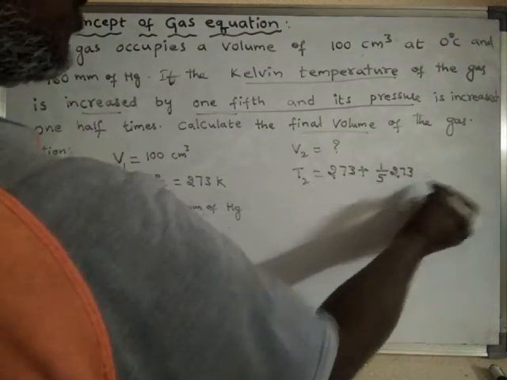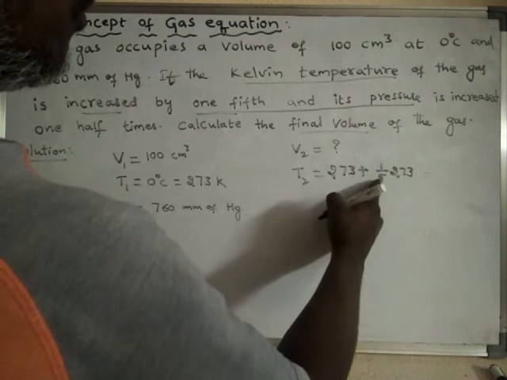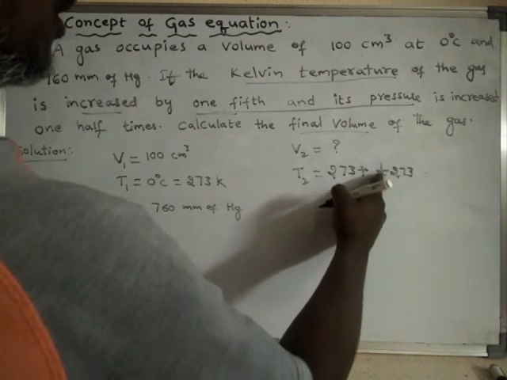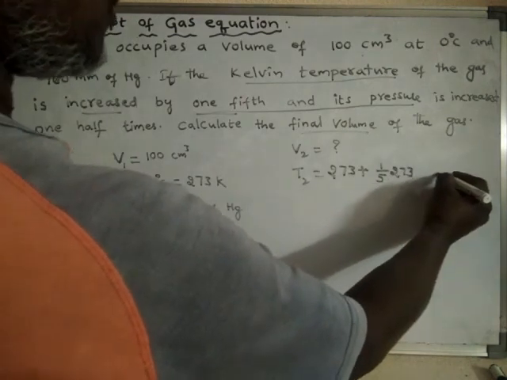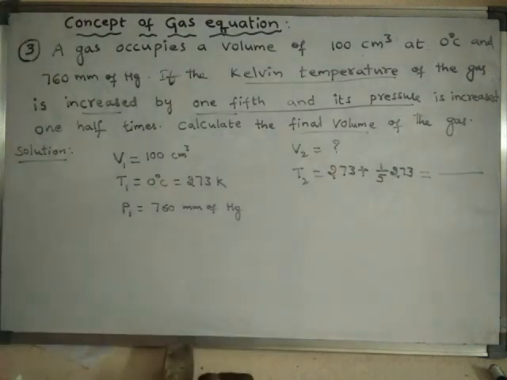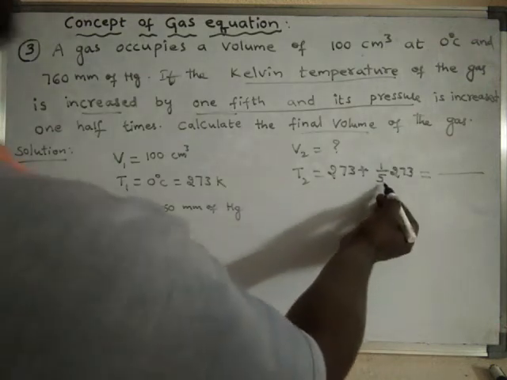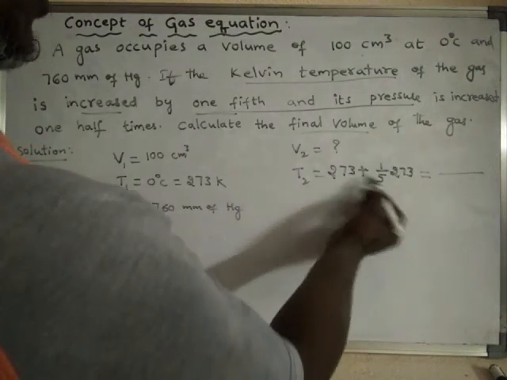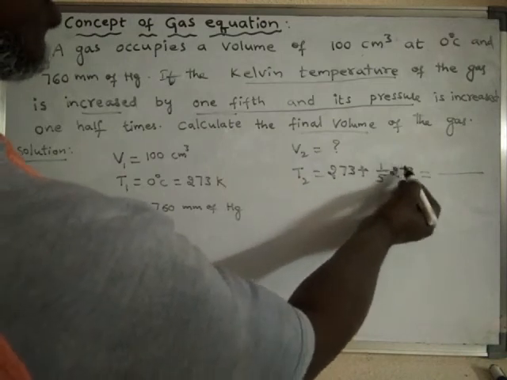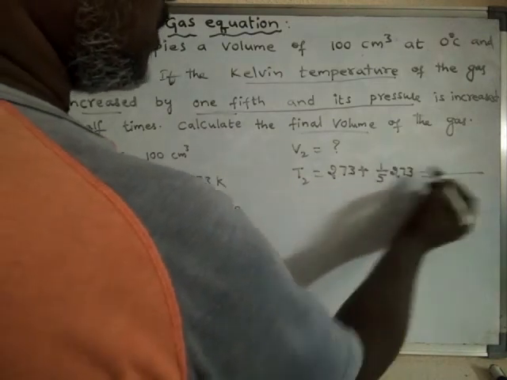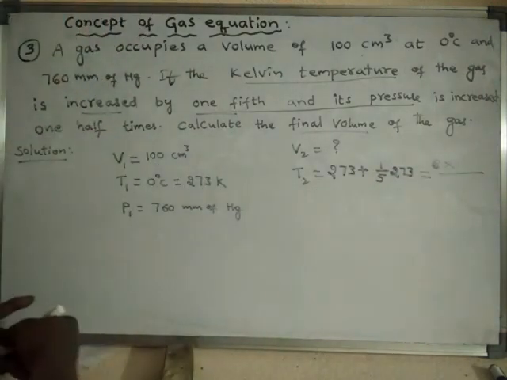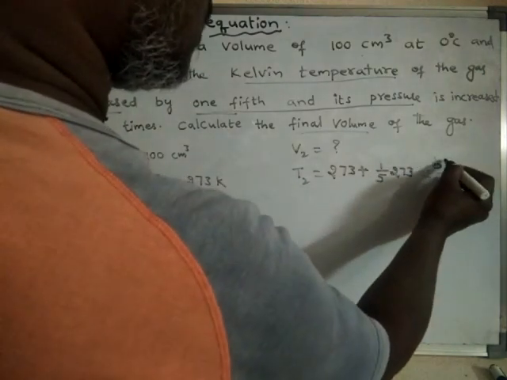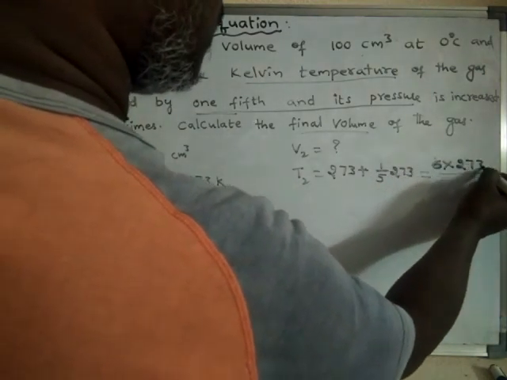So that means T2 will be 273 plus 273 by 5. Upon taking the LCM, finally you will get 6 into 273 by 5. So T2 will be 6 into 273 divided by 5.